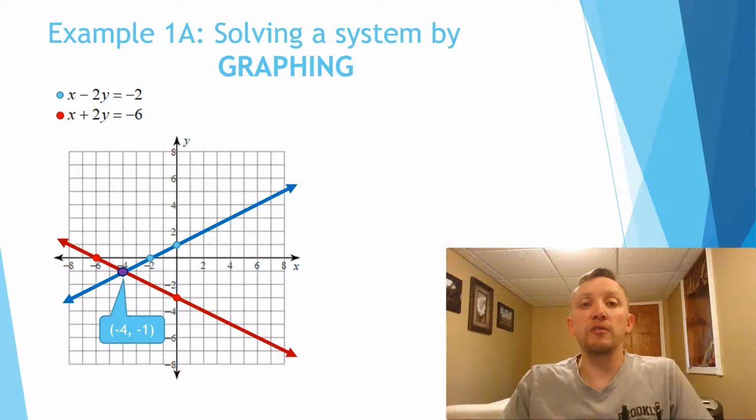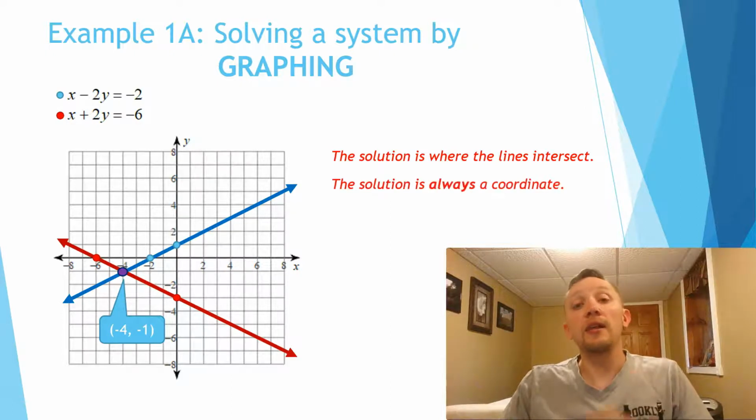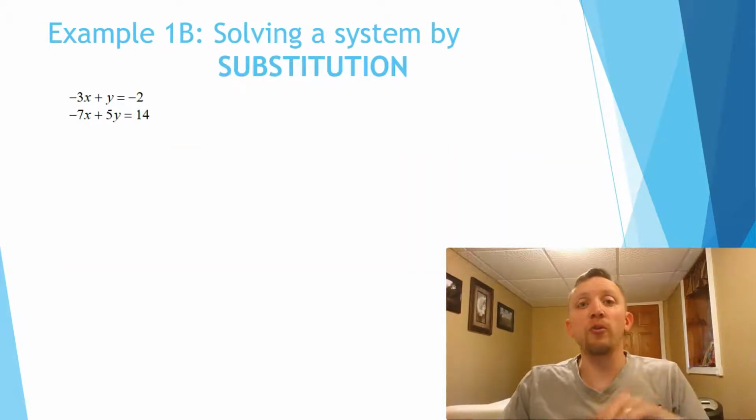So that's how you would solve a system by graphing. So again, the solution is where the lines intersect. And the solution is always going to be a coordinate. Okay, let's look at the next technique now. We've done so much with graphing, I'm not even going to have you do a graphing one on your own. I think you have enough experience with that. But now let's look at how we could do this with substitution.